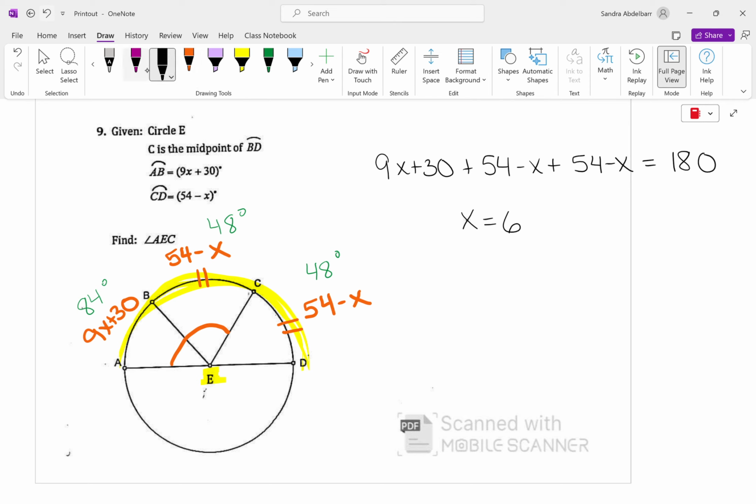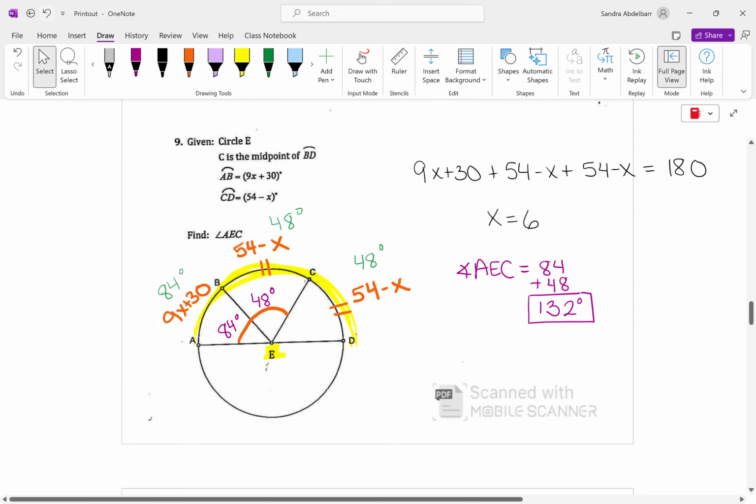Well, do we agree that AEB is a central angle? And if AEB is a central angle, it has to be the same as its arc, which is 84. Do we also agree that BEC is a central angle? And if it's a central angle, that has to be the same as the arc. So this is 48. So how am I going to find angle AEC? 84 plus 48. And we're going to get 132 degrees.